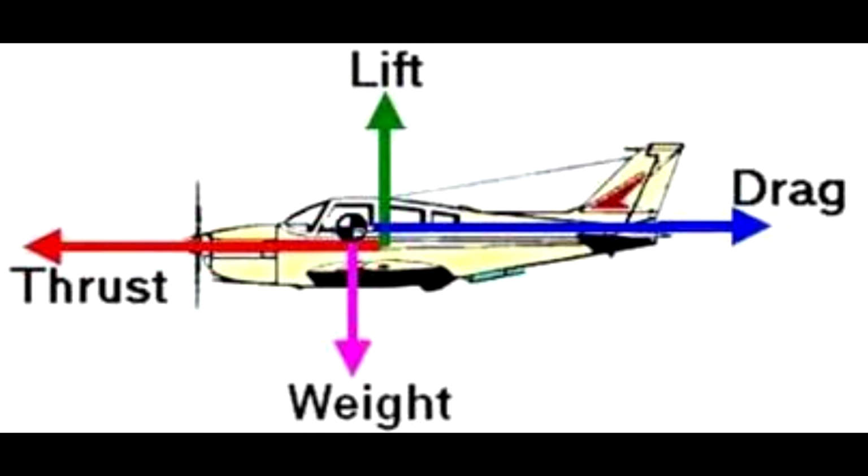Then thrust is the force that moves the airplane forward. Engines give airplanes thrust too. The fourth force, drag, slows the airplane down. An example of drag is if you walk against a strong wind, then you feel drag.